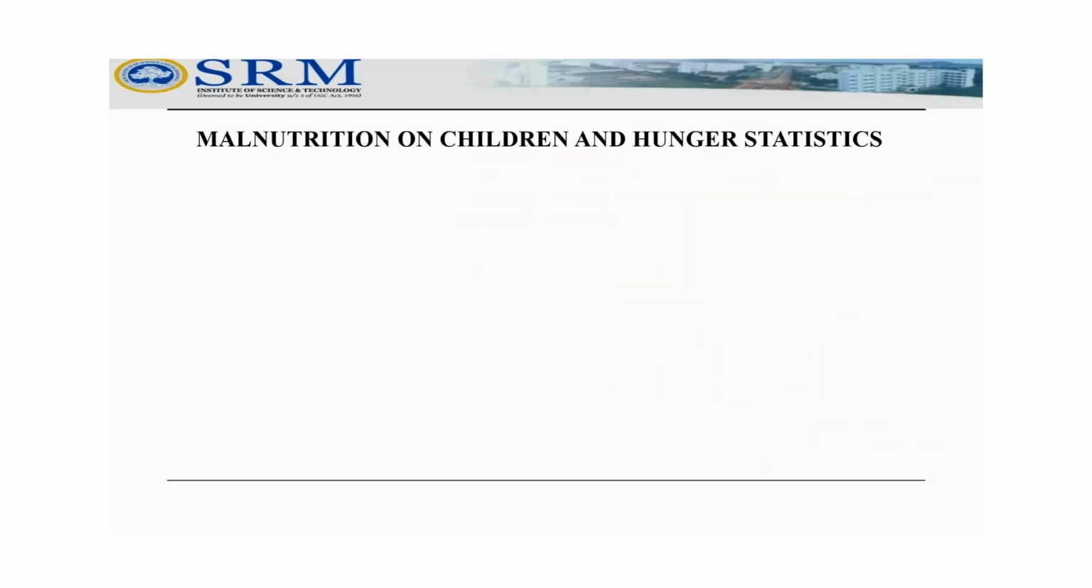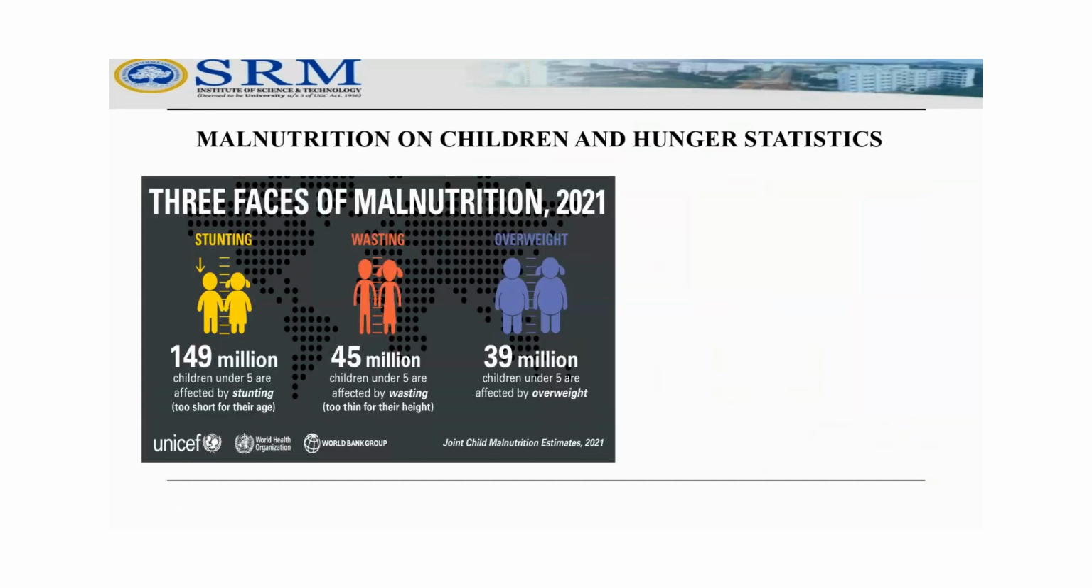This is a pictorial representation with respect to malnutrition in children and hunger statistics for the last 3 years. That is stunting. This data has been obtained from WHO, UNICEF. The pictorial representation will give you what is stunting, what is wasting, what is overweight.